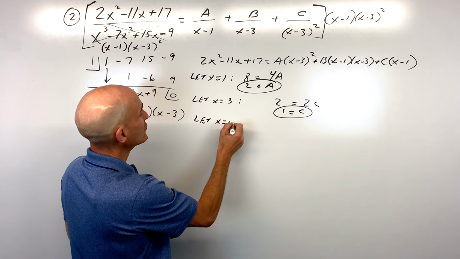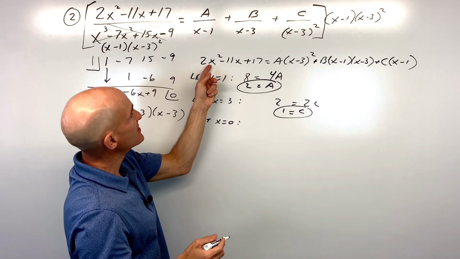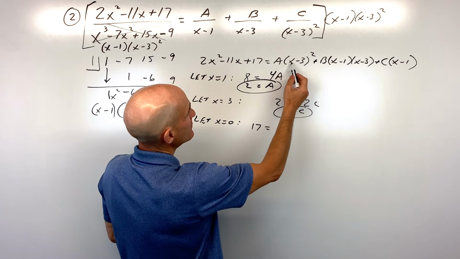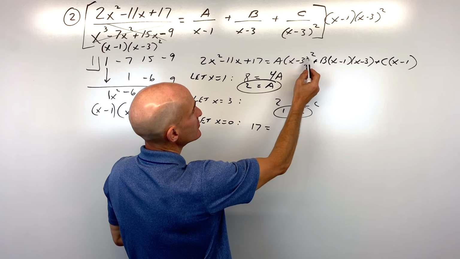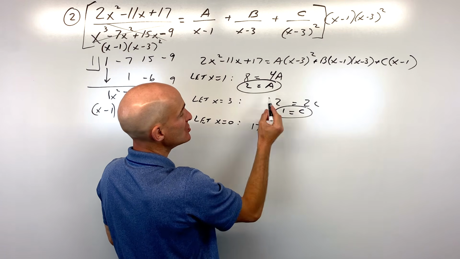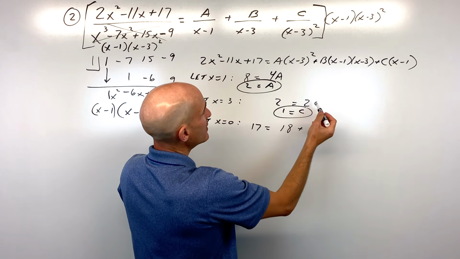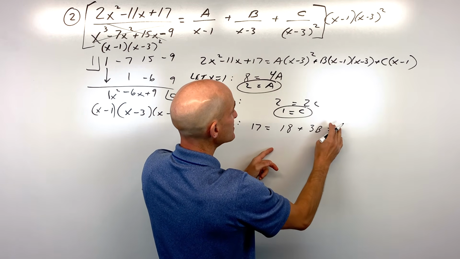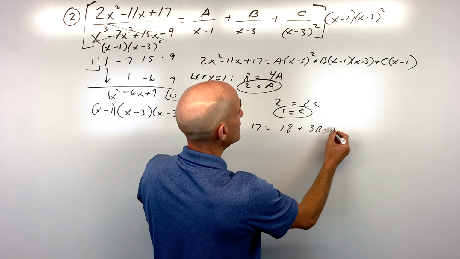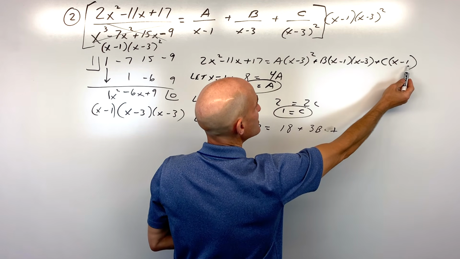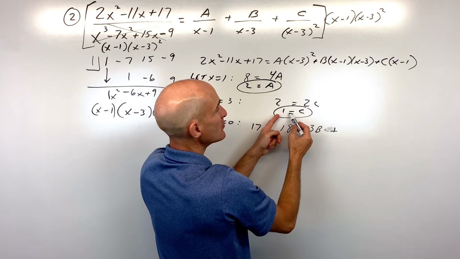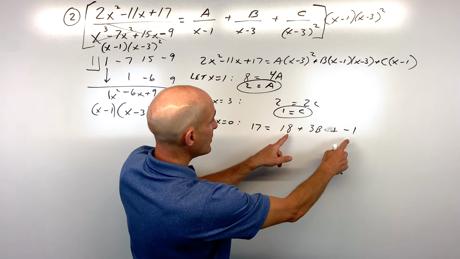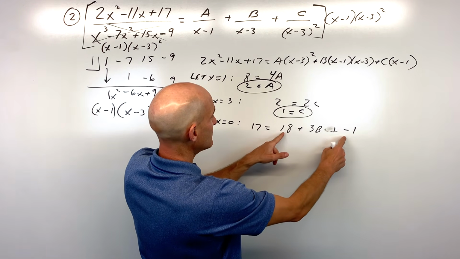Okay, so if we let x equal 0, 0 is always easy to work with, because this is going to make this 0, that's 17. And that's going to be, let's see, 0 minus 3 is negative 3 squared, which is 9, times A, which is 2, so that's 18. Over here we have negative 1 times negative 3 is 3B. And then this over here is going to be 0 minus 1, which is negative 1, times C, which is 1, so that gives us negative 1. So now all we have left to solve for is B, and you can see we have 17 and 17.